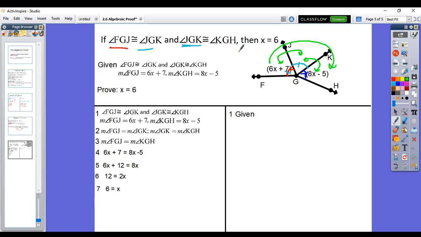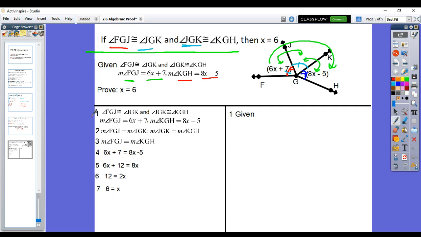So this is what we call our given. This is what we're trying to prove. This is what we start with. Ultimately, we're trying to prove this, so that's usually our last statement. We also, given information, know that this angle FGJ they're using 6x plus 7 to represent. So this is equal to this, and KGH is equal to that. So what happened, we wrote it all right here. You can see it's all written right here.